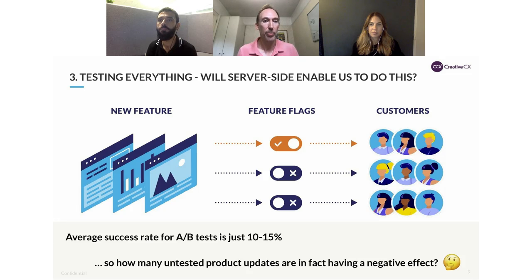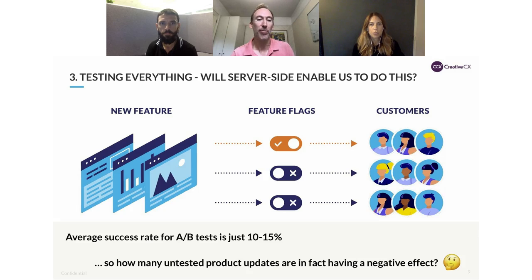But one day we're going to get to a point where every decision we make as an organization will be based on data, will be based on a control test like this. And I think server side does enable you to do this. Those three cases I mentioned were just not possible client side. So it just opens up that possibility.